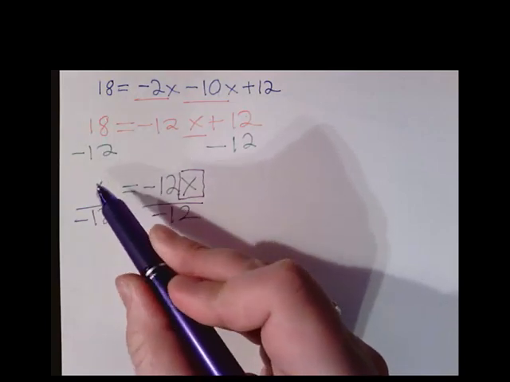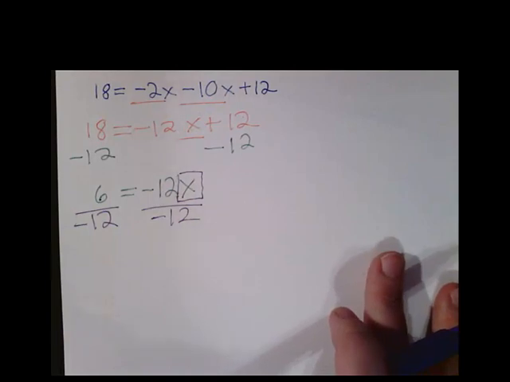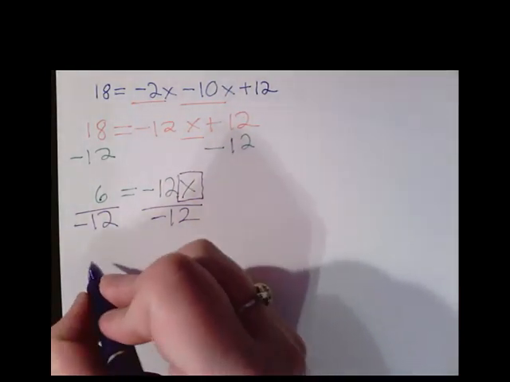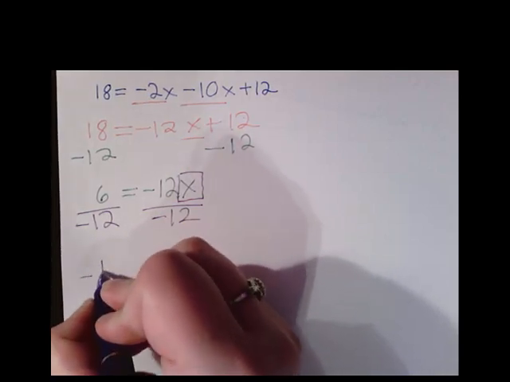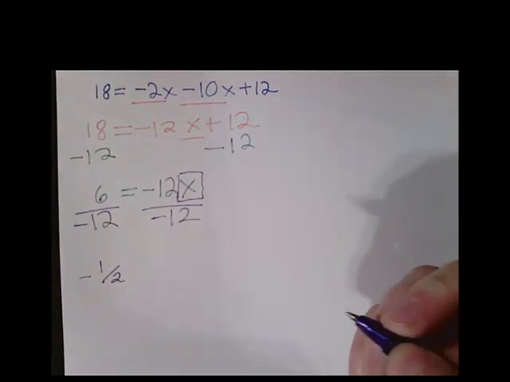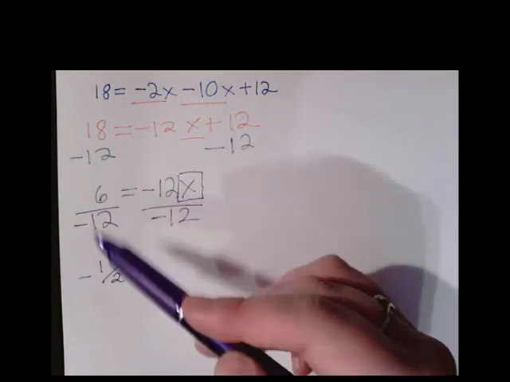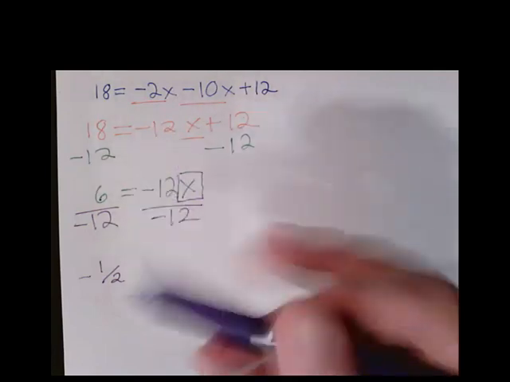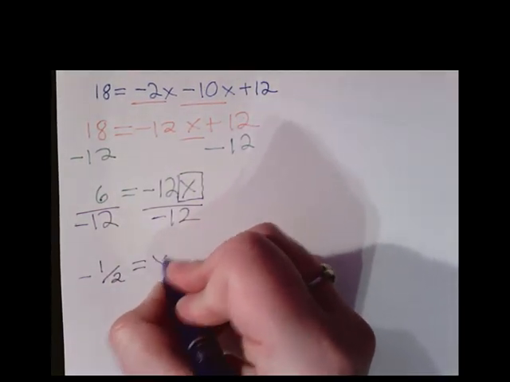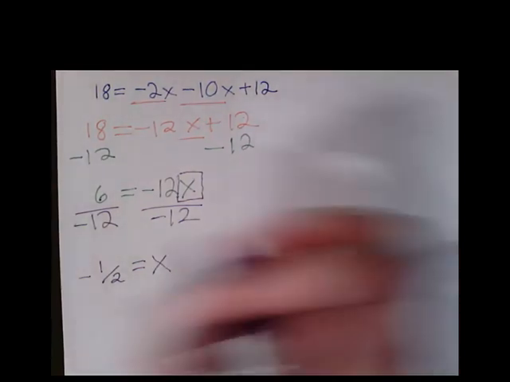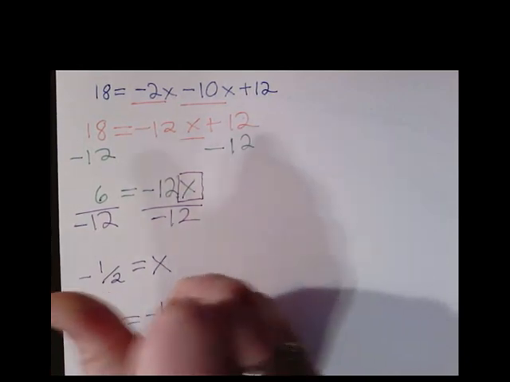Okay, 6 divided by a negative 12 is going to be a negative 1/2. Okay, 6 and 12 are both divisible by 6. 6 divided by 6 is 1. 12 divided by 6 is 2, giving us the negative 1/2. So my solution is x is equal to negative 1/2.